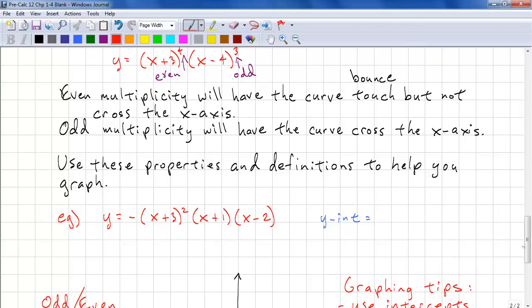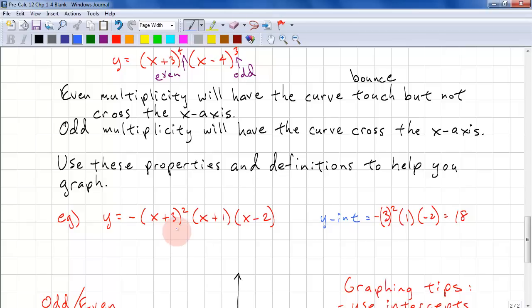Here's an example. Y is equal to negative x plus 3 squared times x plus 1 times x minus 2. The y-intercept here is negative 3 squared times 1 times negative 2. And this gives us a y-intercept of 18. And if you're not sure of brackets, the precedence is to have that. So we have 2 negative signs, the answer is positive.